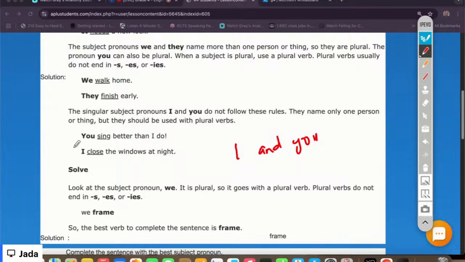So we have you sing better than I do. I close the windows at night. So you remember that they are singular subjects, but they did not follow the rule to have es or ies. So their verbs are plural verbs. That's why it doesn't say you sings with s. It's going to be wrong.